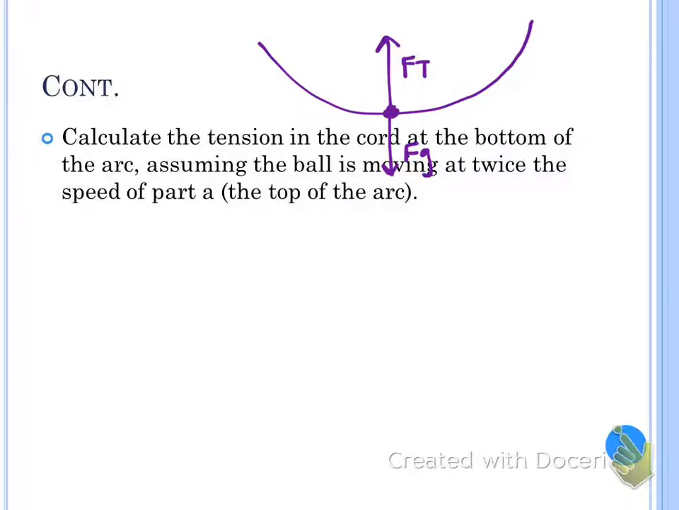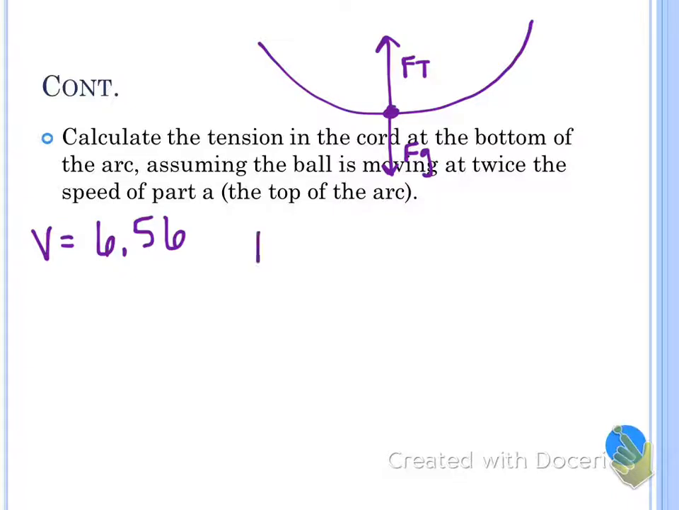We want to know the tension in the cord at the bottom of the arc, assuming the ball is moving twice the rate of part A. So that means our velocity at the bottom would be what? 6.6, somewhere around there, right? Since at the top it said it was moving 3.28, the bottom is double that, so 6.56. We want to know the tension.